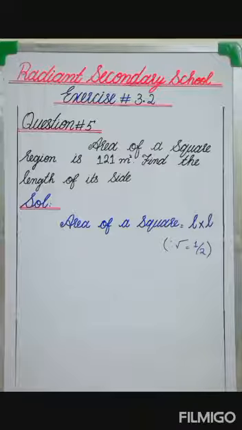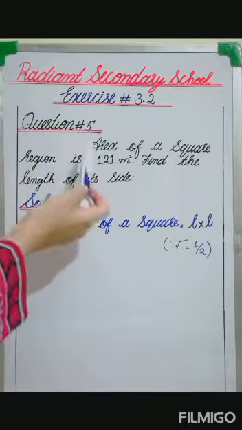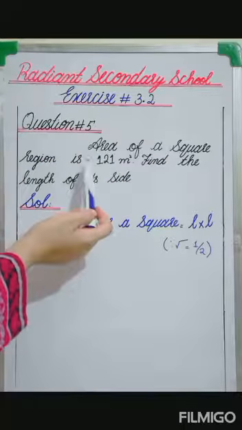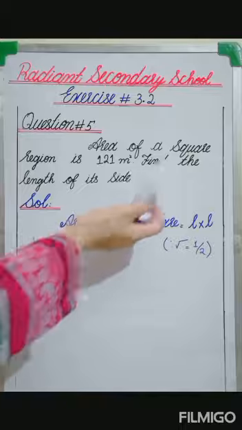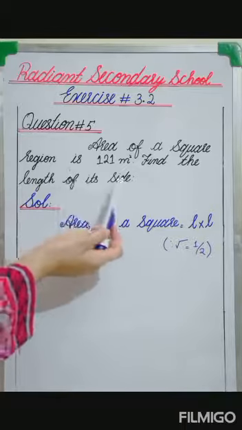Students, in the previous lecture, we had completed the first 4 questions from exercise number 3.2. Now today we have to start question number 5, that is, the area of a square region is 121 meters square. Find the length of its side.